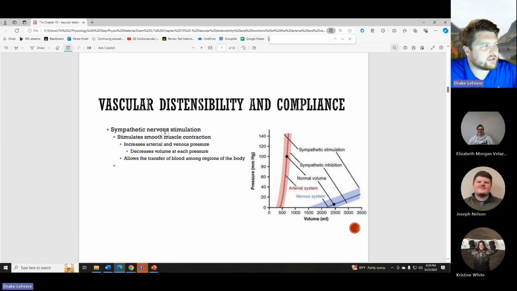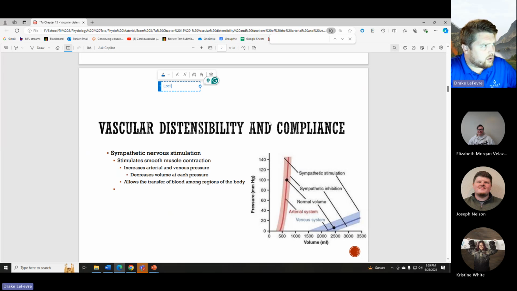But just like I said, the sympathetic nervous system stimulates the smooth muscle because there's more muscle in our arteries. That increases way more. We get less volume, which allows the transfer of blood among regions of the body. I'm just going to introduce the idea here: local blood flow versus systemic blood flow. We'll talk about this more later on when we get to the actual blood flow stuff.